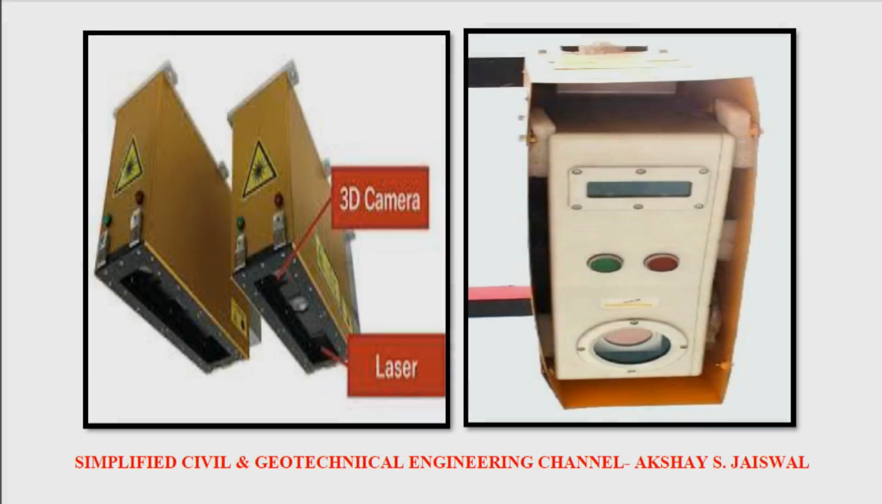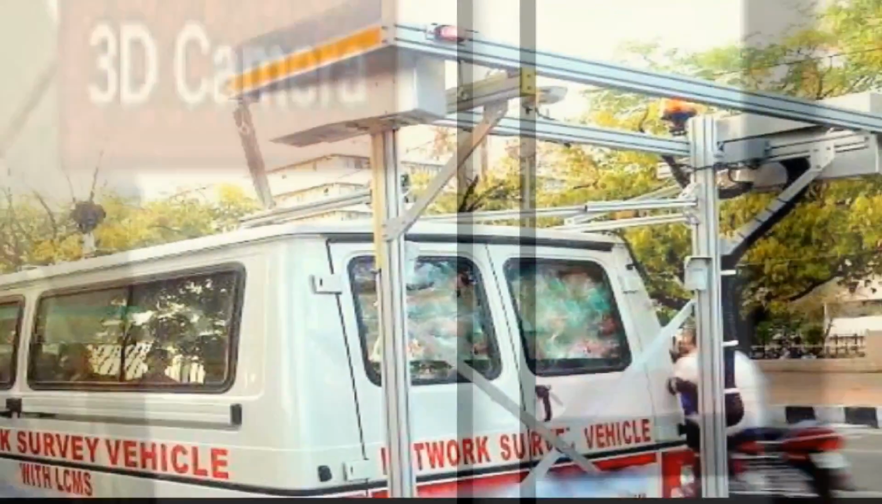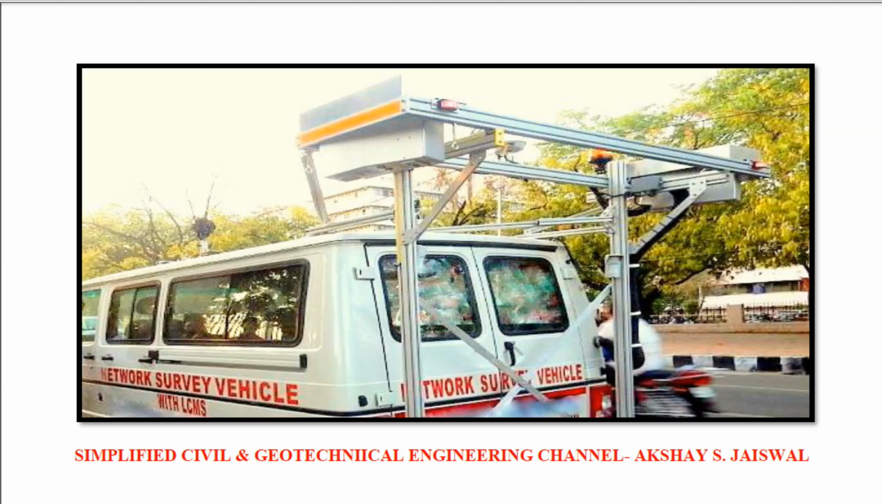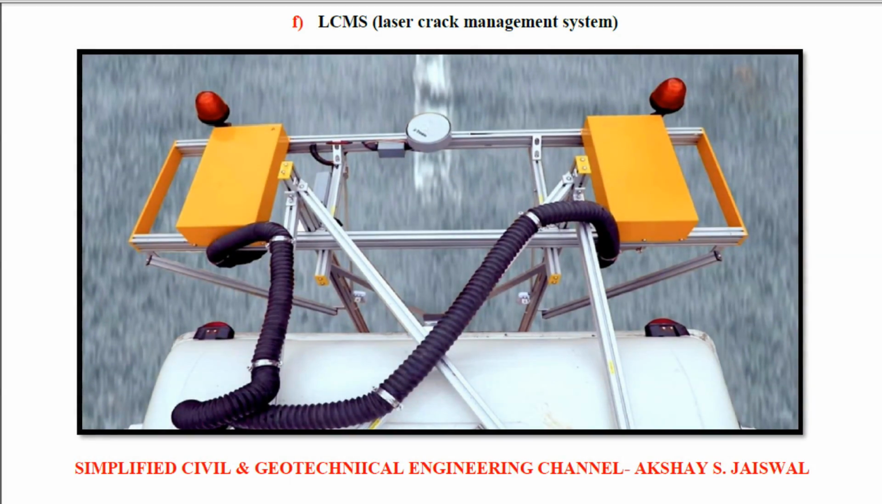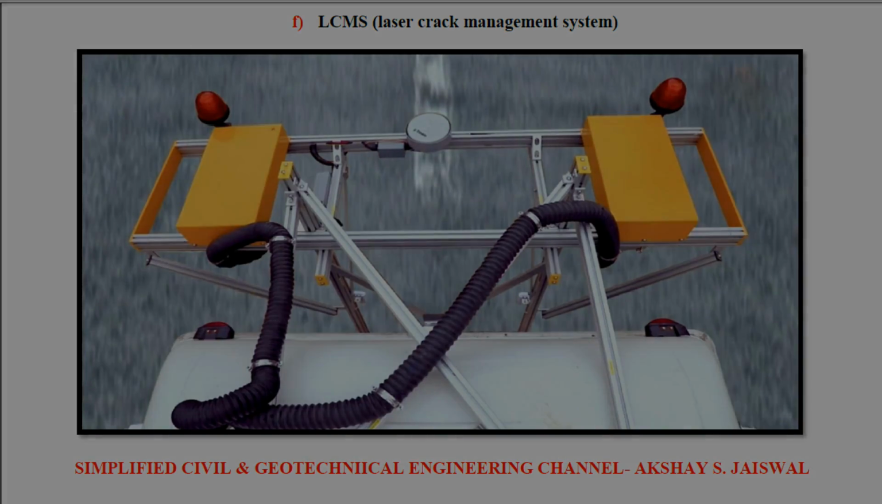Network survey vehicle has two sets of line lasers with 3D cameras mounted behind the rear wheels projecting to rear of vehicle, and point lasers in the wheel path projecting down. They are also called LCMS, that is laser crack measurement system.